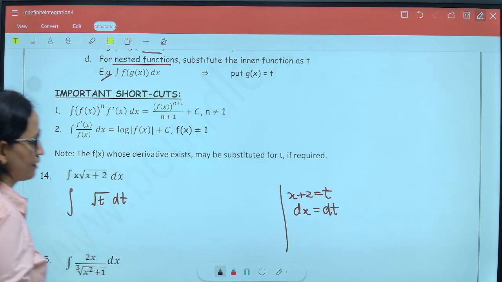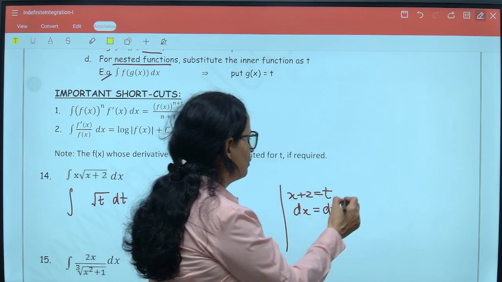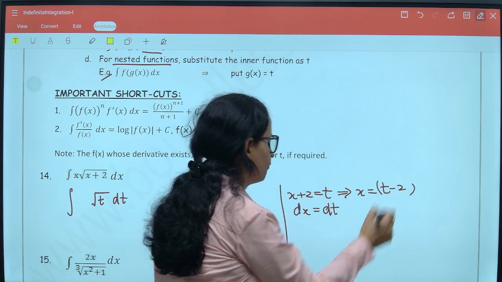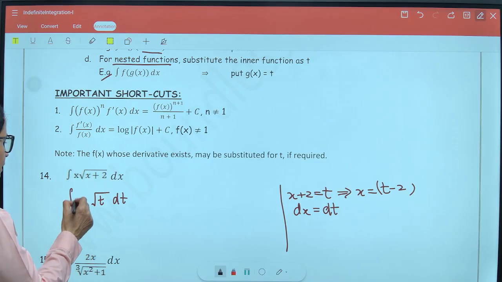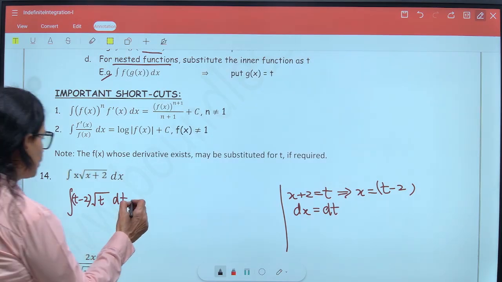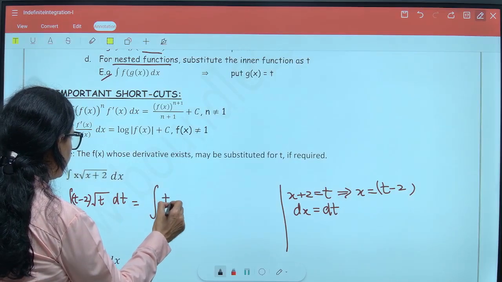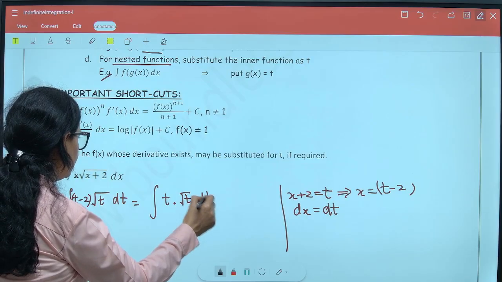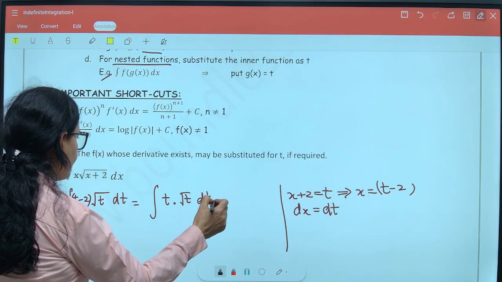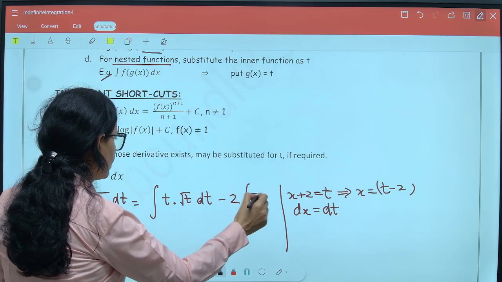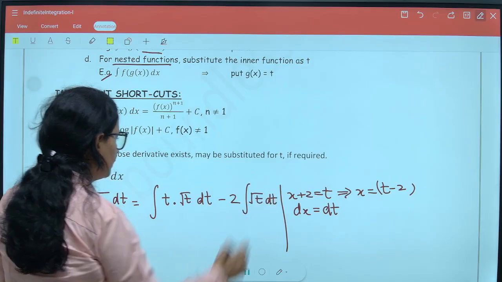Now what do I do with this x? We have used x plus 2 equals t. This also means x can be written as t minus 2. So I will replace this x by t minus 2. Now it is in a form which you can easily integrate. Just open the bracket and integrate the individual terms: integral of t into square root of t dt minus 2 integral of square root of t dt.